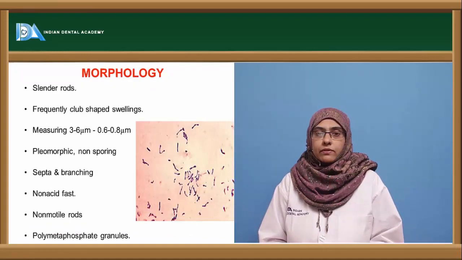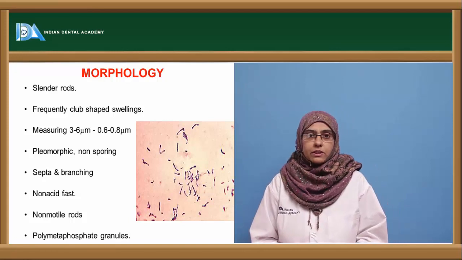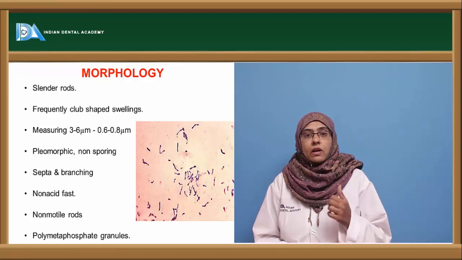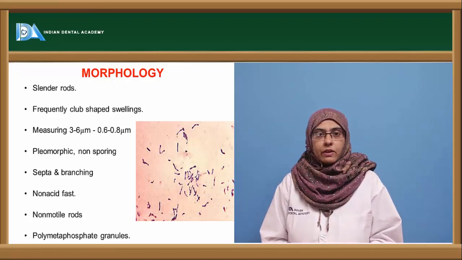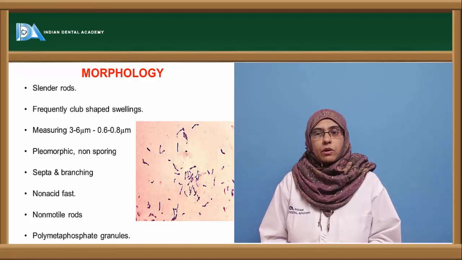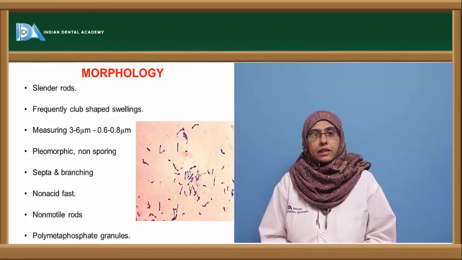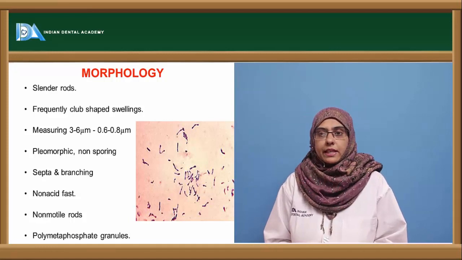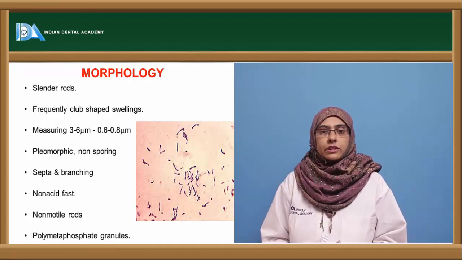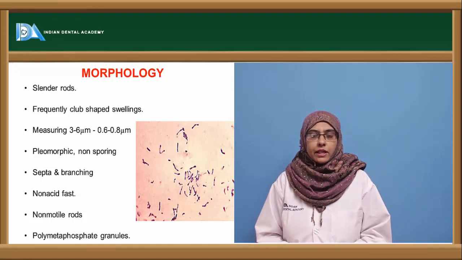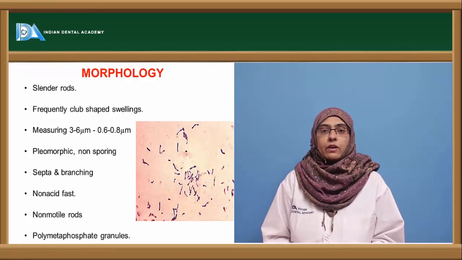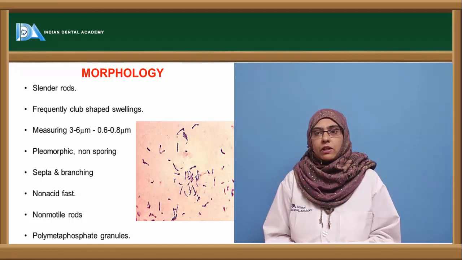Coming to the morphology, these organisms are slender rods with a characteristic club-shaped swelling at one end or both ends, and frequently they show this type of swelling in the media. They measure about 3 to 6 micrometers in length and 0.6 to 0.8 in diameter. They are highly pleomorphic in nature, that is, they keep on changing their shapes, and are non-sporing. Sometimes this organism shows septa, and infrequently we can also see branching.